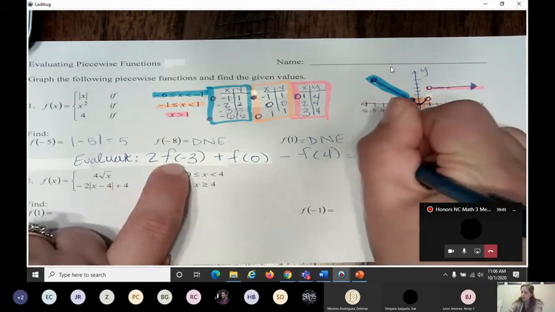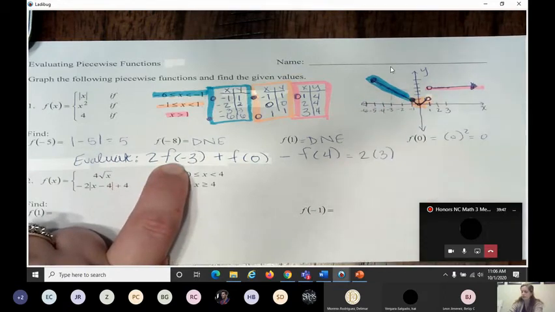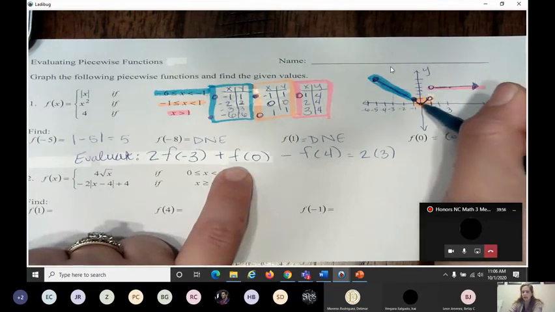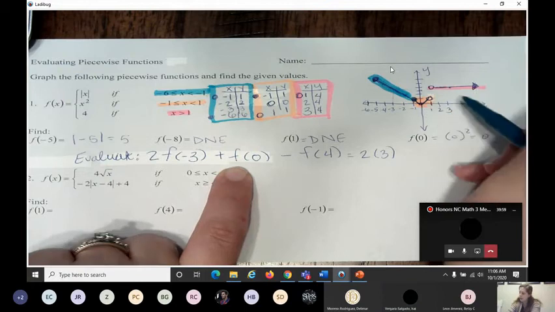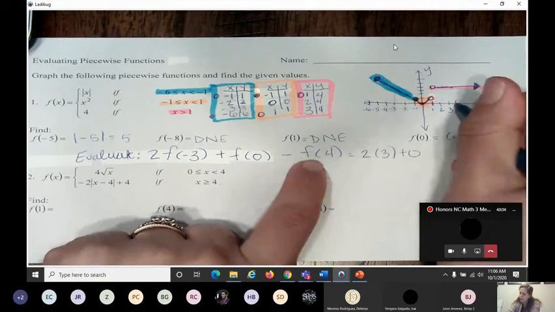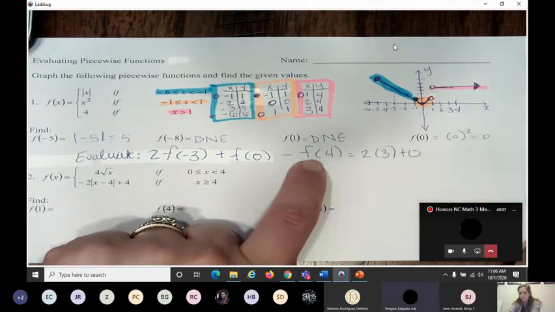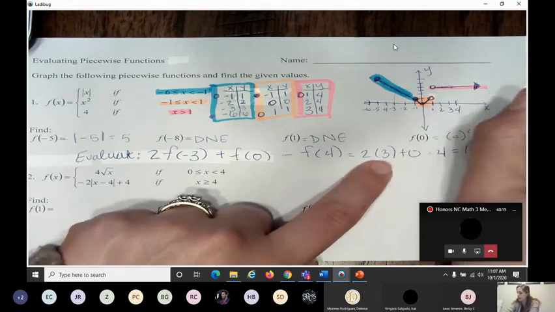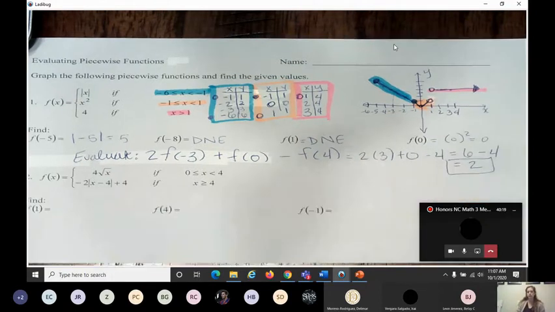So I get 2 times 3 instead of 2 times f of -3. Then f of 0, if I look at the x value 0, what's my y value, Isai? 0. Yep, so I'm going to have plus 0. And if I went out to 4, what would my y value be? -4. So I would end up with 2 times 3, which is 6, minus 4, to give me a total of 2. And that would be my final answer. Does that help? Yeah, thank you. You're welcome. What other questions do you guys have about that?